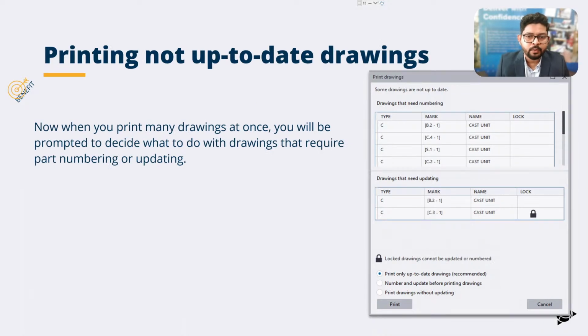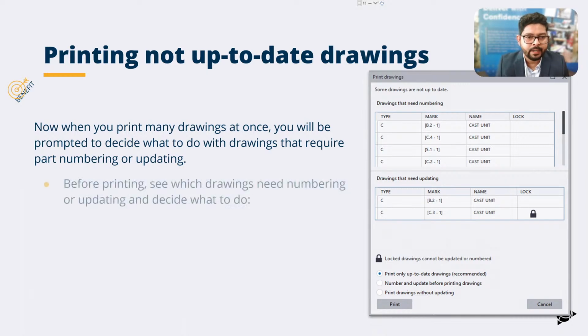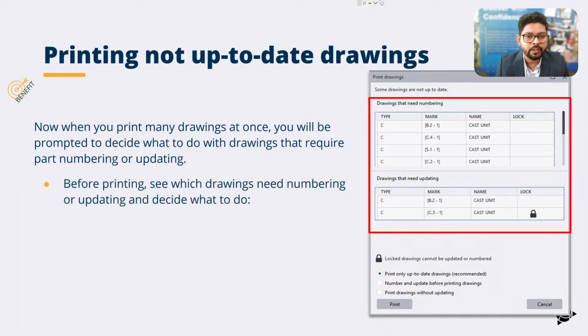And now if you are going to print all drawings at once, that is, you just select a bunch of assembly drawings or cast unit drawings, and then when you click on print, there will be a new dialog which will warn you if the selected drawing is up to date, or if it needs numbering, or needs further updates. So it will warn you in this way.